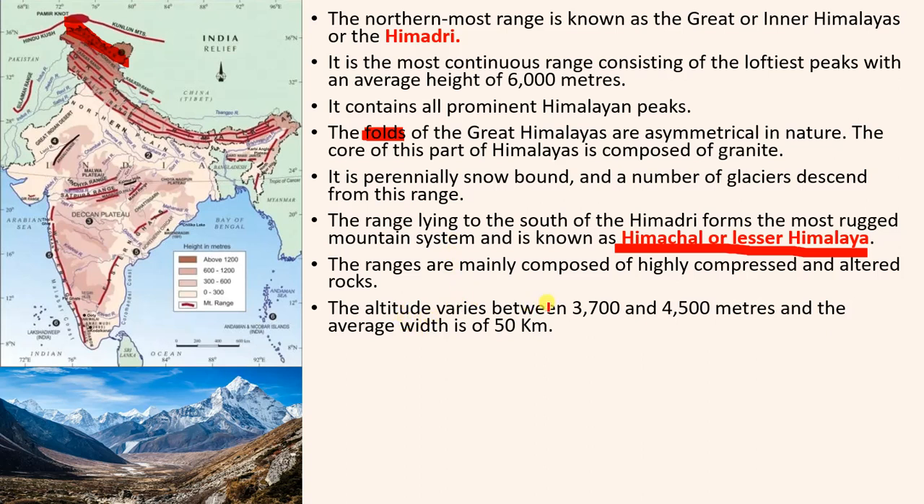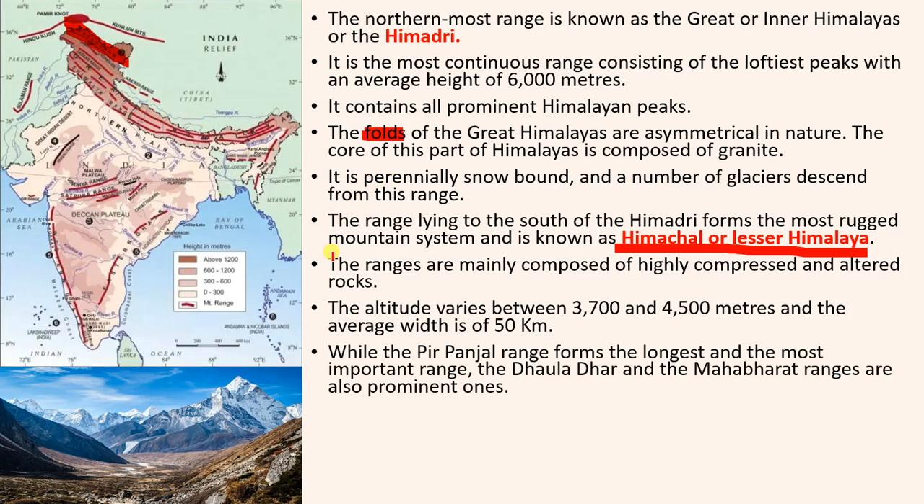The altitude varies between 3,700 to 4,500 meters, and the average width is about 50 kilometer. So here width is lesser, while the Pir Panjal range forms the longest and the most important range. Dhauladhar and Mahabharata range are also prominent ones.